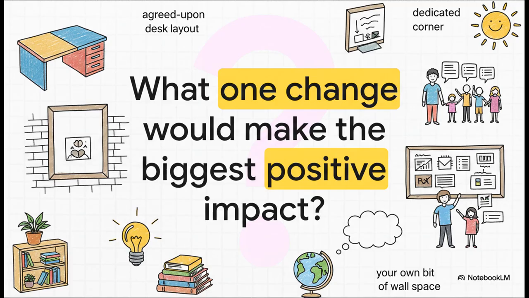Don't try to fix everything all at once. Just think about this. What's the one thing, a little corner of your own, an agreed-upon desk layout, a tiny bit of wall space? What's that one thing that would make the biggest positive difference for you and for your students?